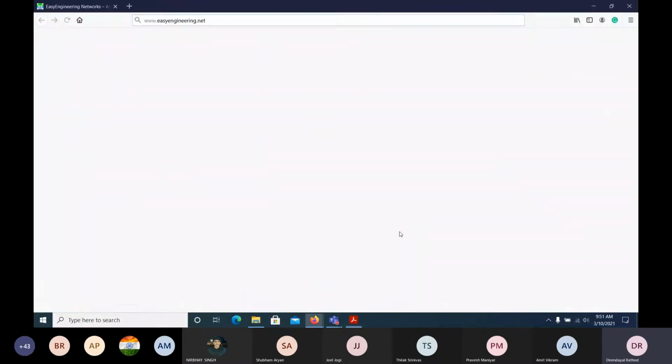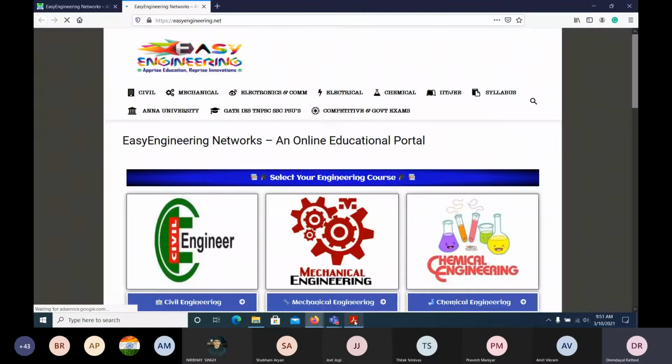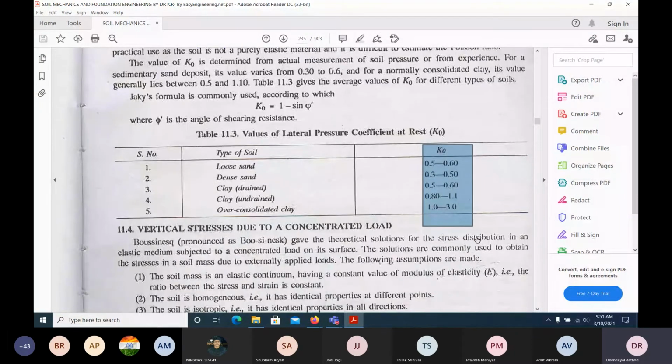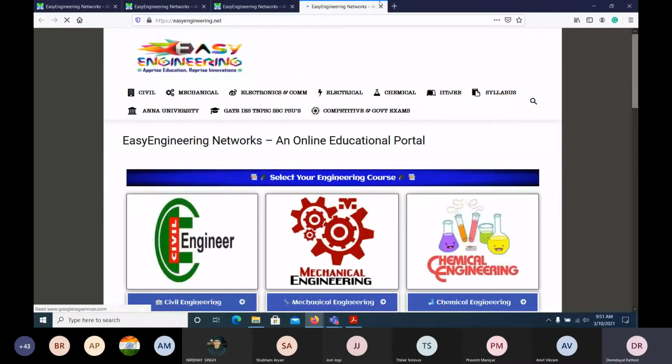So k naught values are given for different soils. This k naught value changes for different soils. Loose sand can be 0.5, and dense sand can be 0.3 to 0.5 and so on. So likewise we can find out this k naught. Understand?